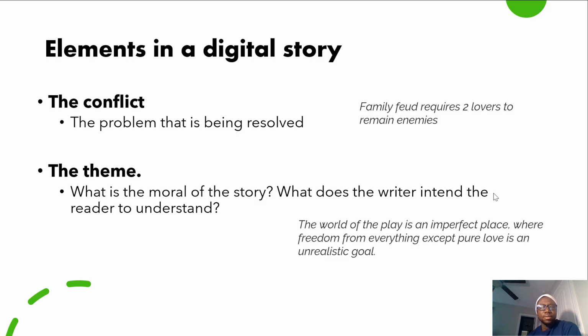So the theme is the last element in a story, in a digital story. The theme is arguably the most important aspect of a story. It talks about the moral of the story and what the writer wants you to understand from the story. So in Romeo and Juliet, the writer wanted people to understand the imperfectness of the world.